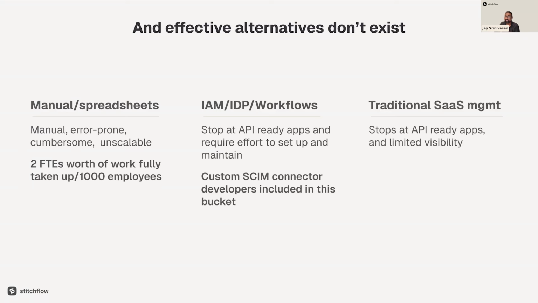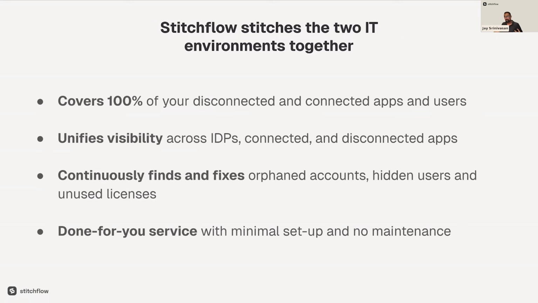And so this leads me to how Stitchflow thinks about this problem. We're taking a fundamentally different approach to the disconnected app space, where our North Star, our primary goal is to stitch together your connected environment and your disconnected environment. Our number one target in any organization that we serve is 100% coverage of your disconnected and connected apps and users. That's where we start with. That's what we achieve. What we do, we unify visibility across your identity provider, across your connected applications, and your disconnected applications into a single pane of glass.